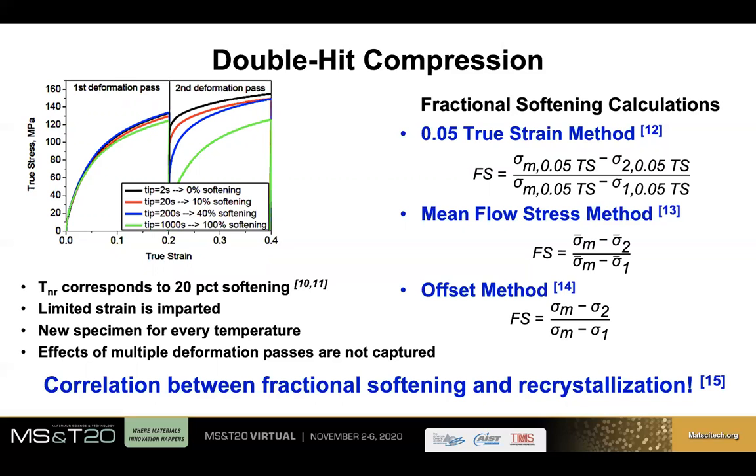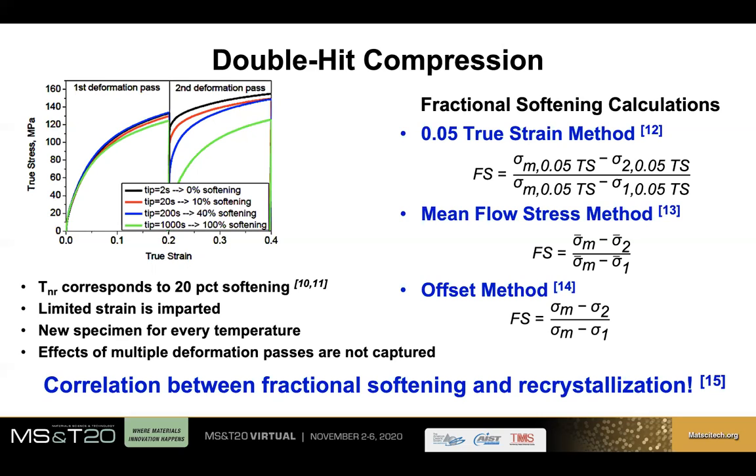And there are several methods that can be used to determine fractional softening, and there are some examples on the right-hand side here, and these will be discussed later on. But some examples are the 0.05 true strain method, the mean flow stress method, and the offset method. And I highlight these specifically because, like I said, we'll use these later on in the present work, but literature has shown that there is a direct correlation between the fractional softening calculated with these methods and the recrystallized fraction. And so this represents a big advantage of double hit compression testing, that we can take the mechanical data generated during the test and directly relate it to the extent of recrystallization in the material through these fractional softening calculations.